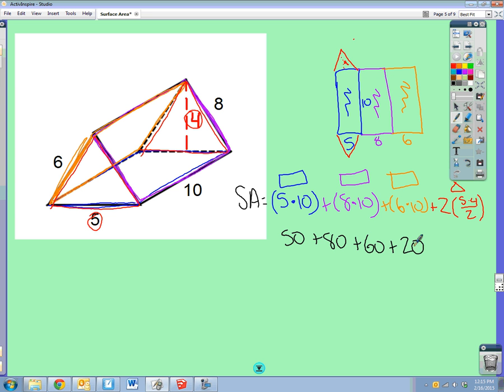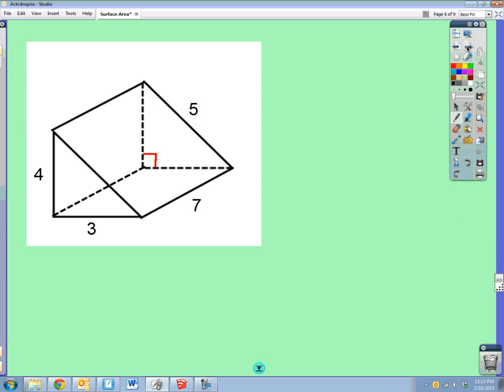Keep going, we should have 210 units squared, I believe, for that one. 210 units squared. Triangular prisms are definitely trickier. Give this one a try. Find the area of all 3 rectangles that go around the outside. Find the area of the triangles and add them all together.